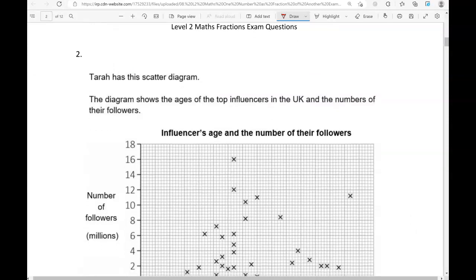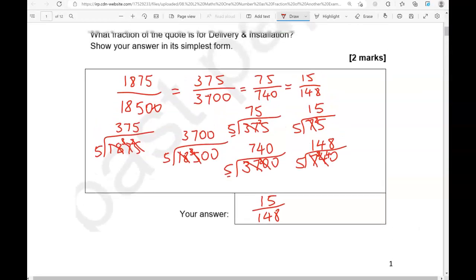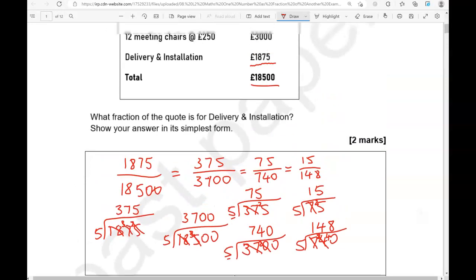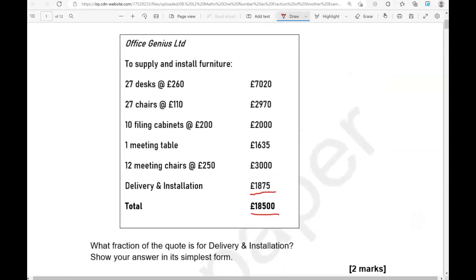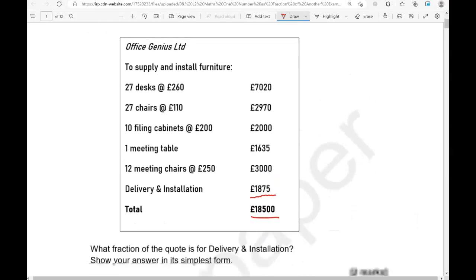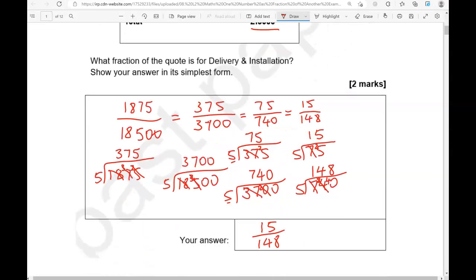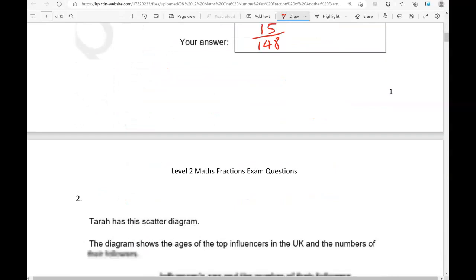This is not a typical question, what we've just seen. It's much more complex than the normal questions related to fractions. For this particular level at least.